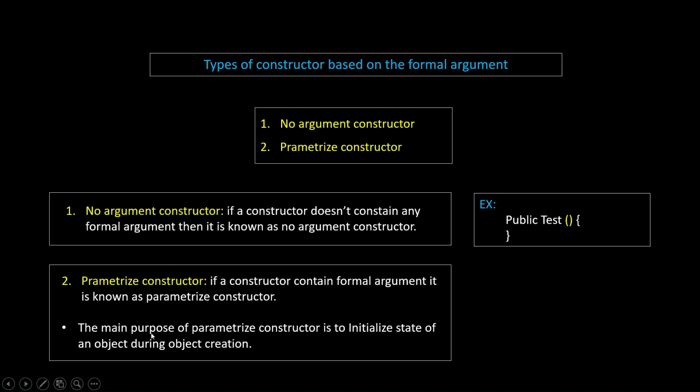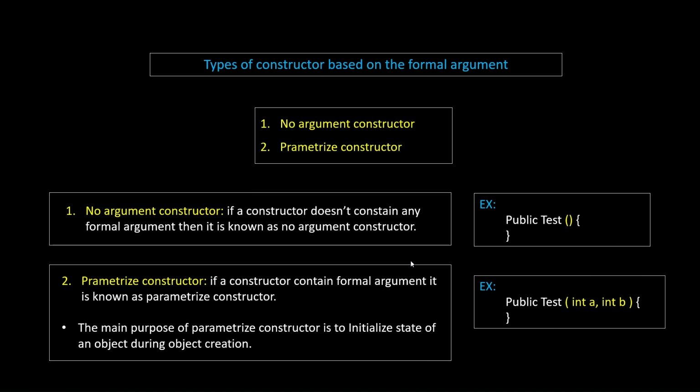So the main purpose of the parameterized constructor is to initialize the states of an object during object creation. At compilation time, it will initialize the states of an object. So let's take the example. See, here we have an example: public Test, int A, int B. These are the states. This makes this constructor a parameterized constructor.